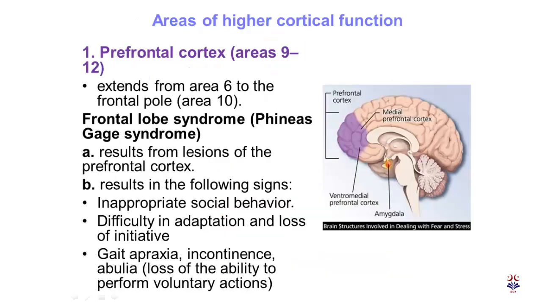Next are the higher cortical functions. Prefrontal cortex, areas 9 to 12. This is the prefrontal cortex. Here we see frontal lobe syndrome. It results from a lesion of the prefrontal cortex, and the signs will be inappropriate social behavior, difficulty in adaptation, loss of initiative, gait apraxia, incontinence, or abulia, which is loss of the ability to perform voluntary actions.